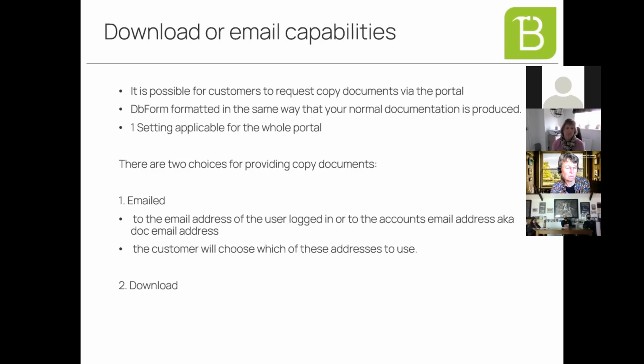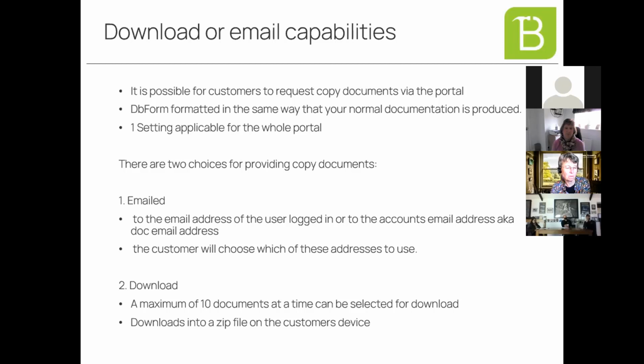Then we have the download facility, where a maximum of 10 documents at a time can be selected for download. They download into a zip file onto the customer's device, onto their mobile phone, for example. Again, this is just convenience for your customers. It means they're not having to ring up the accounts department and ask for copies of documents, and there are loads of different types of documents available in the portal. Originally we could only email them, but now the ability to download is much better. I think it's a great next step.